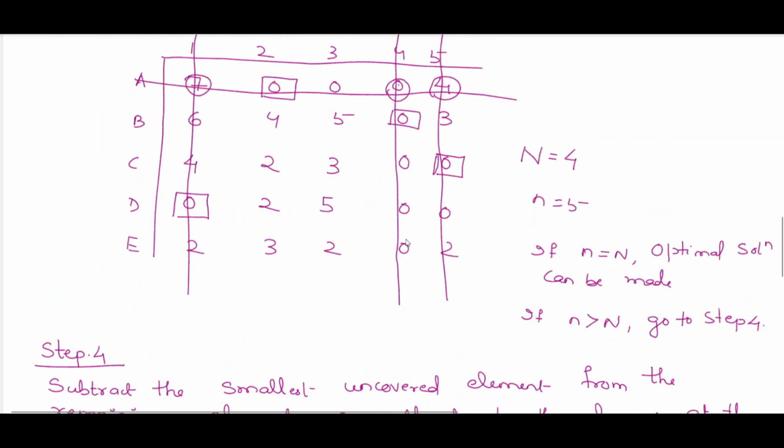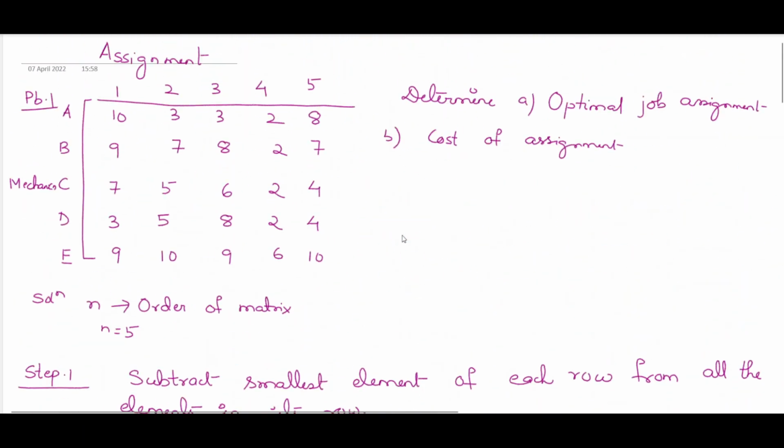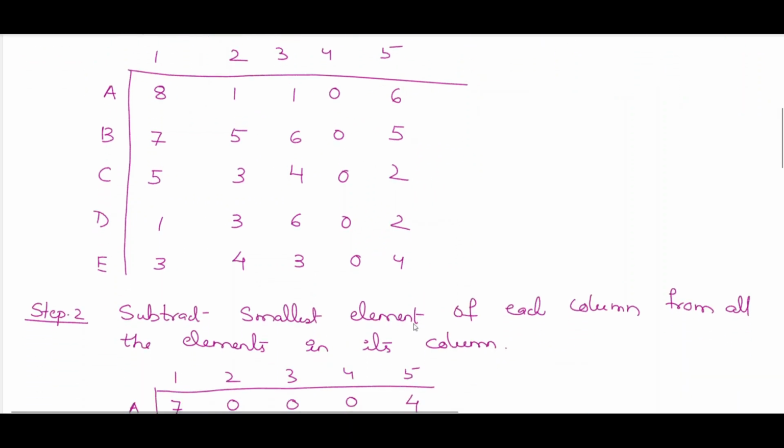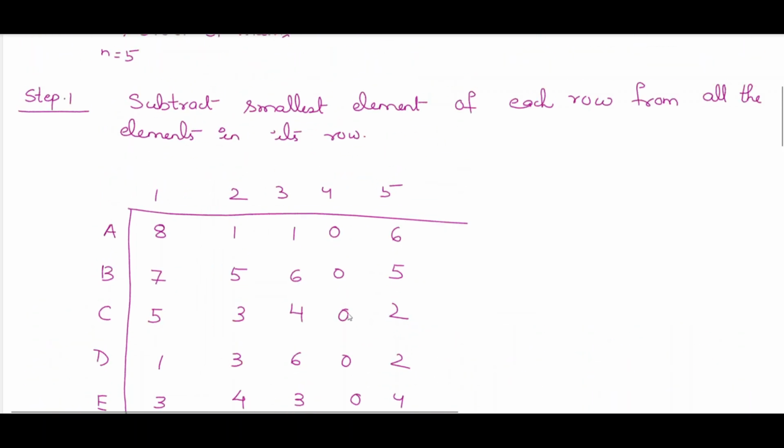Let me recap all the steps. First of all, you will see what the order of the matrix is. That is the first step. After that, you will subtract the smallest element of each row from all the elements in its row and prepare a new matrix. Be careful while doing it, because if you commit any mistake in the first step itself, your whole problem will go wrong.